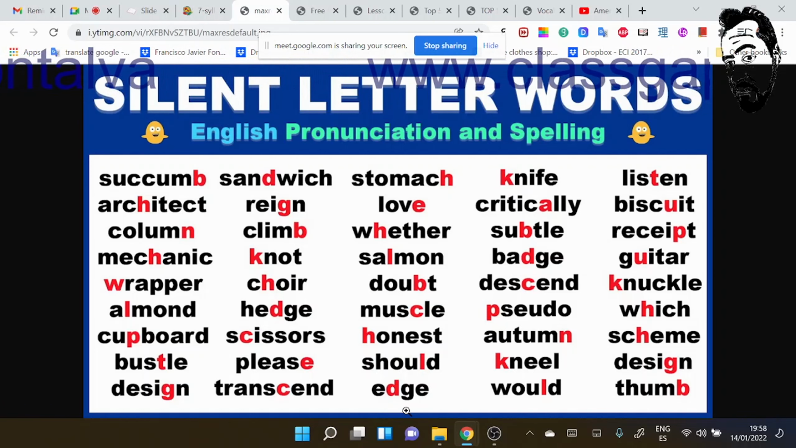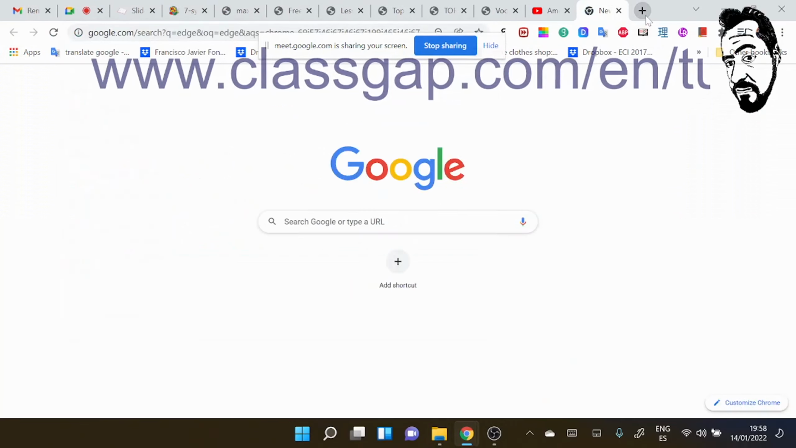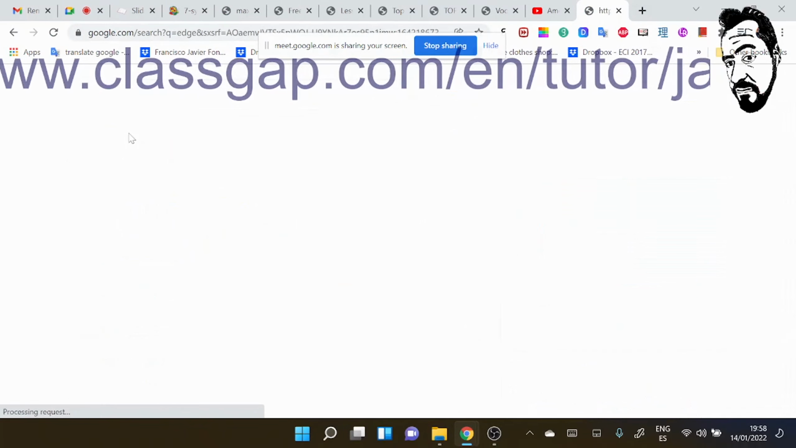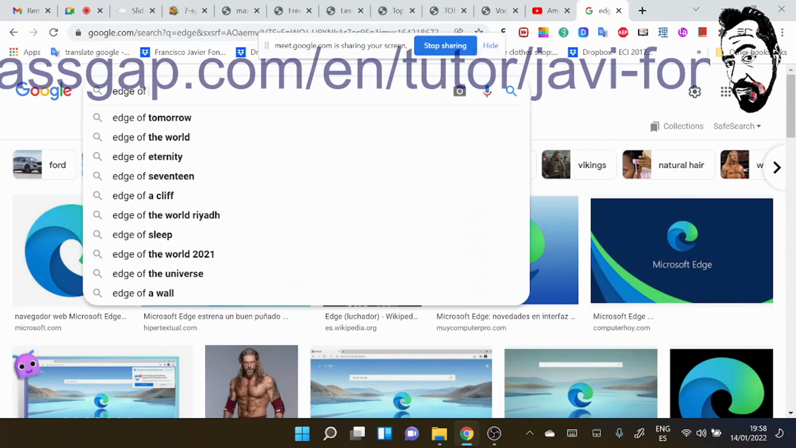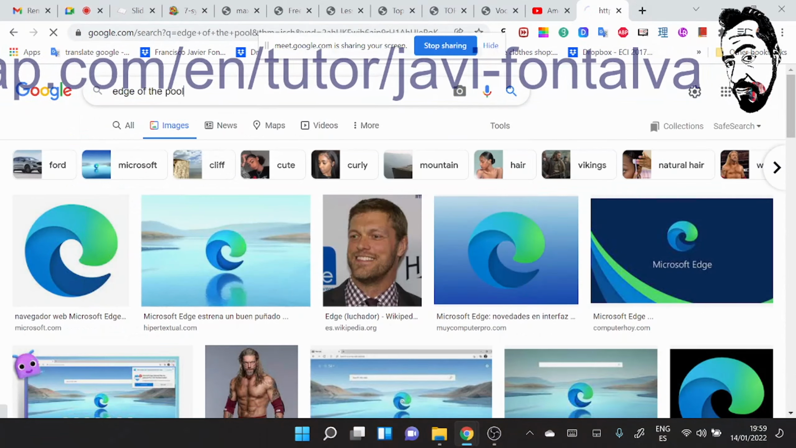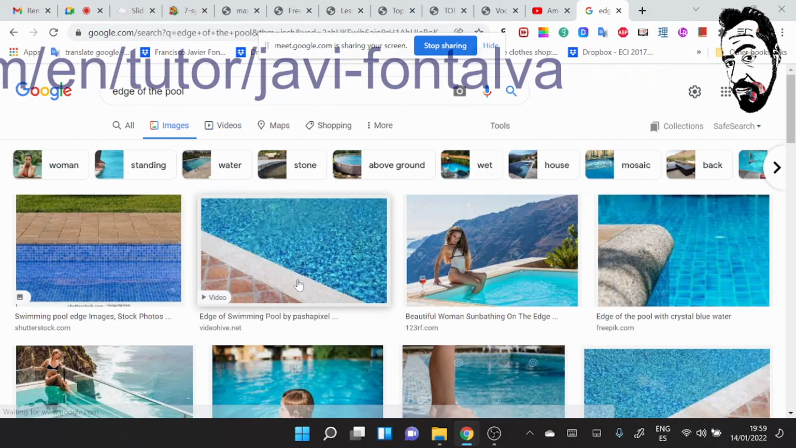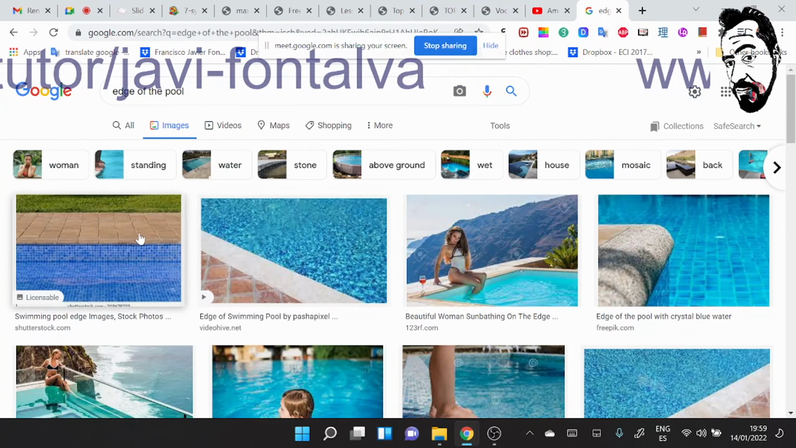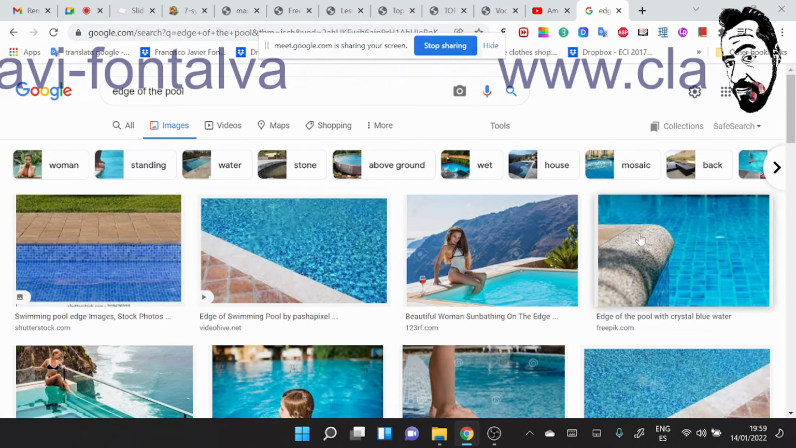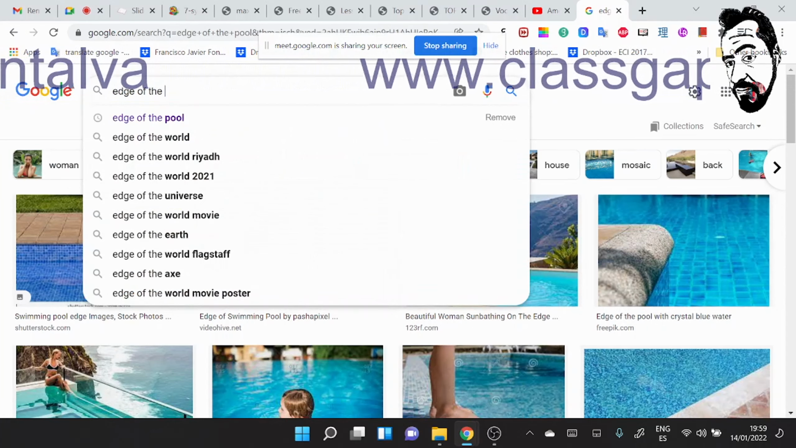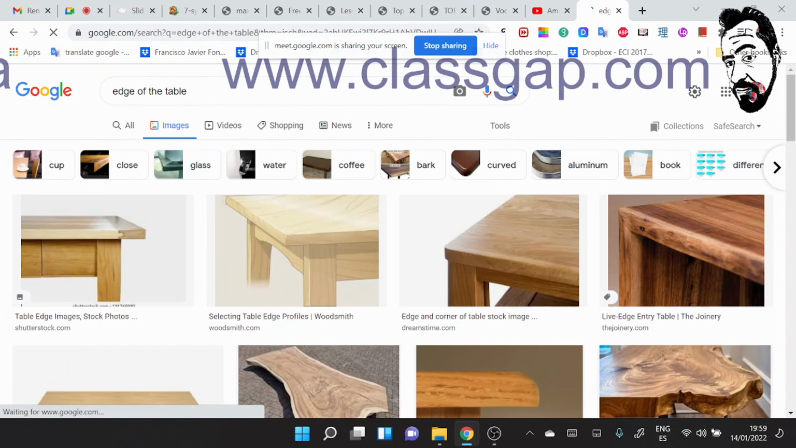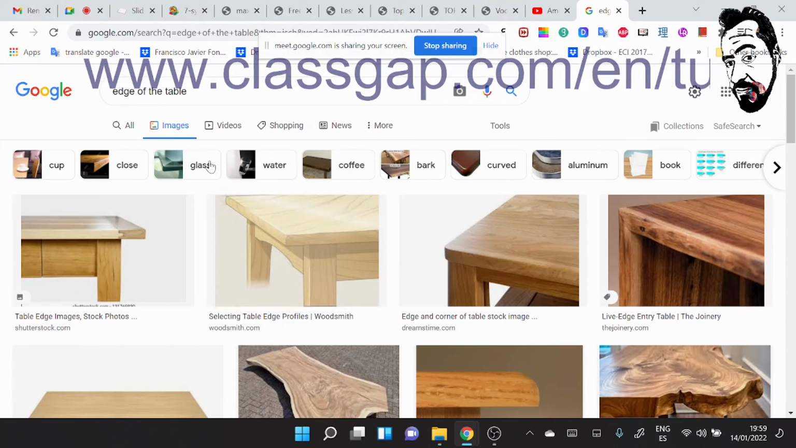What's H? So the edge of the pool is this part here. We call it the edge. Or the edge of the table, for example. The edge, this part.